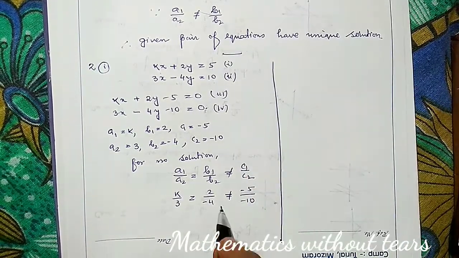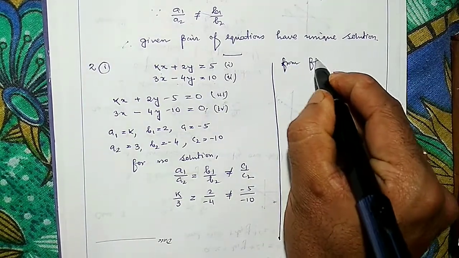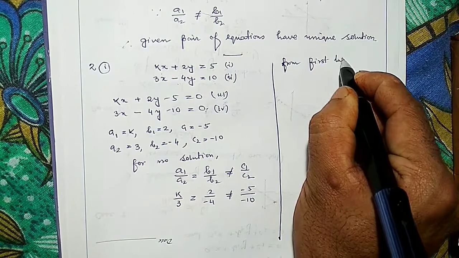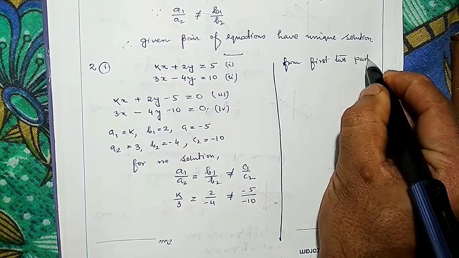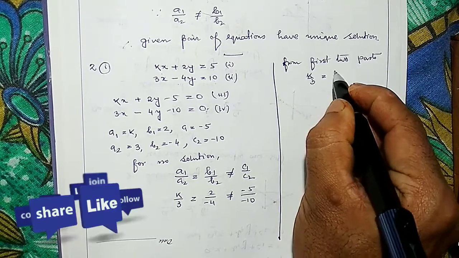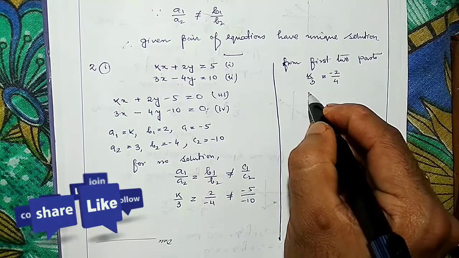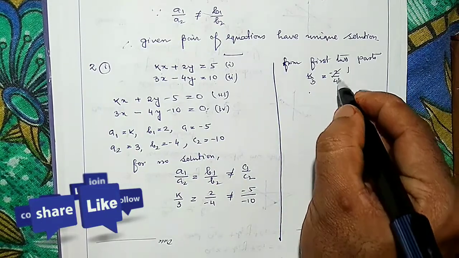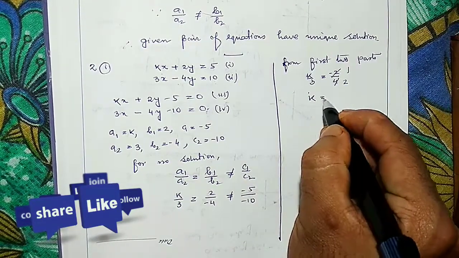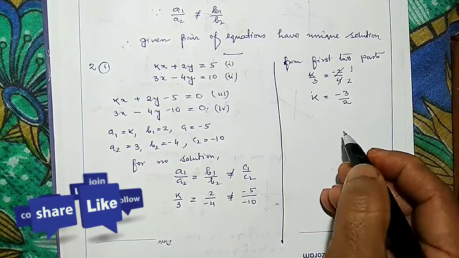Now if I consider the first two parts, from the first two parts I can write k by 3 equals 2 by minus 4. So I can write minus 2 by 4. So if I cancel, 2 ones are 2, 2 twos are 4. So k equals minus 3, 3 ones are 3, minus 3 by 2.